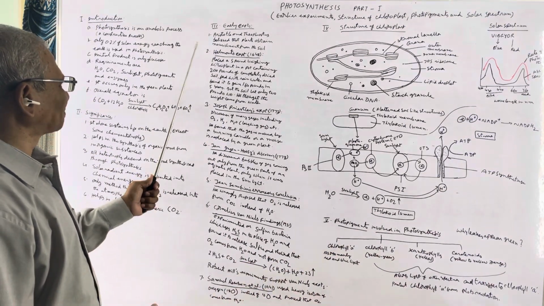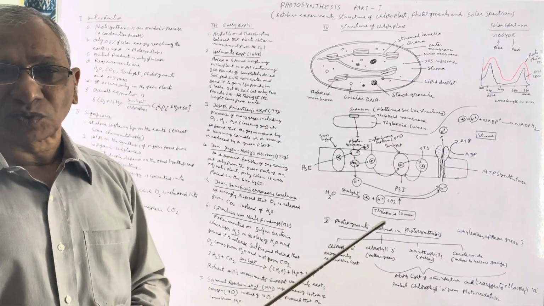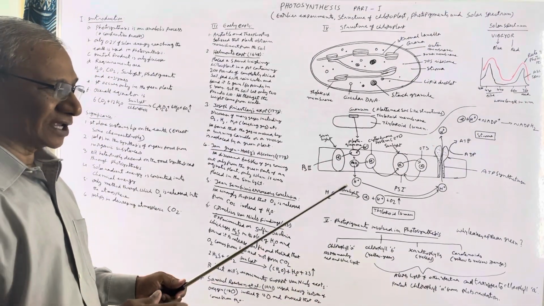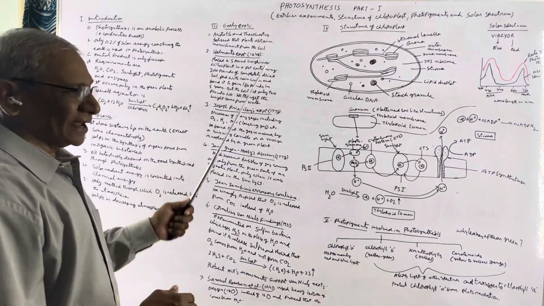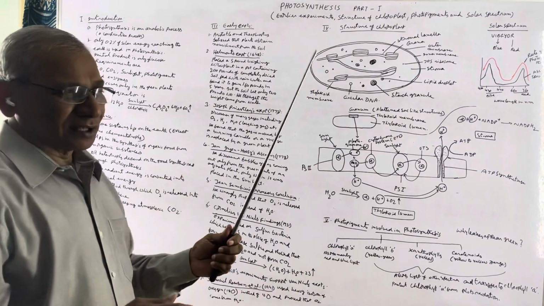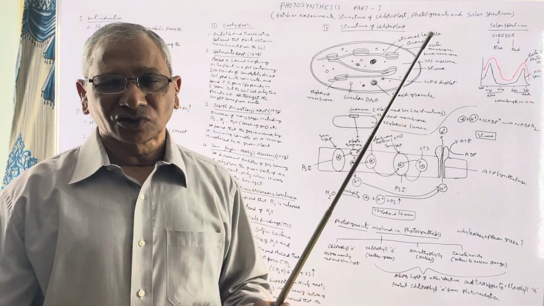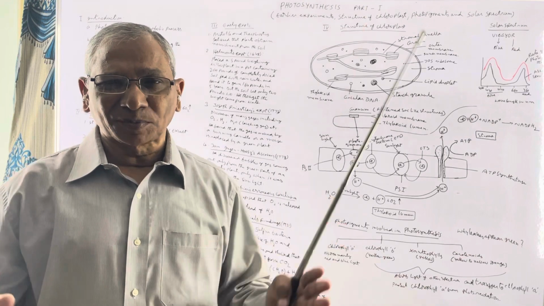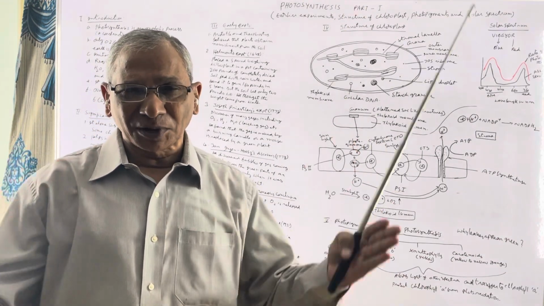Then Helmont's experiment. In 1648, Helmont conducted one wonderful experiment. It is really a scientific experiment. He weighed completely dried soil of 200 pounds. First he dried the soil completely and weighed it. He took 200 pounds and placed it in a big pot.